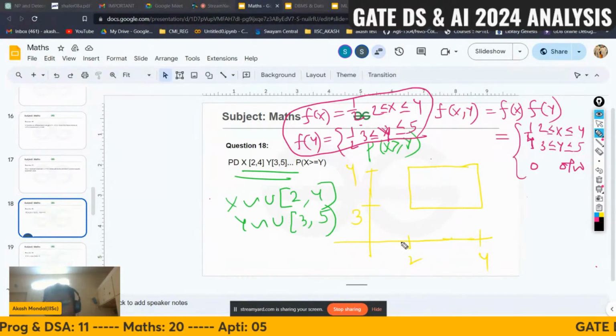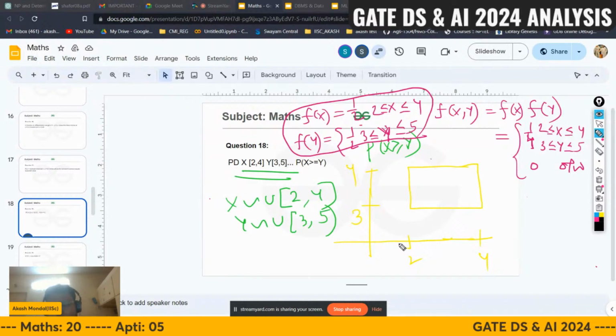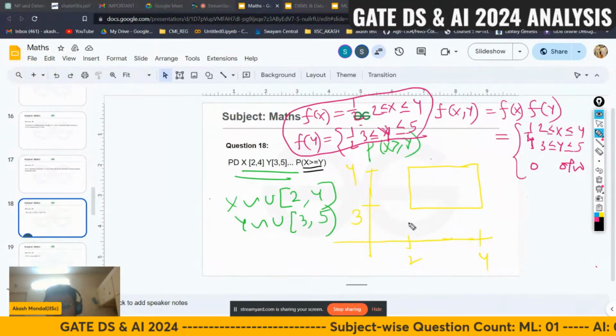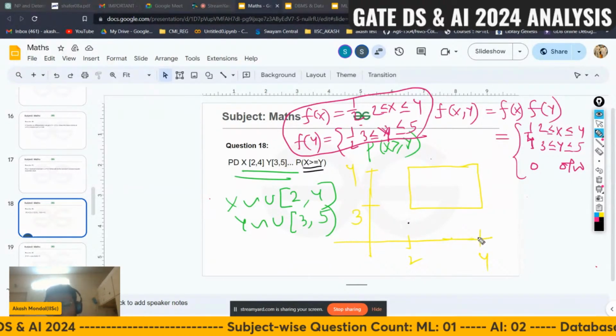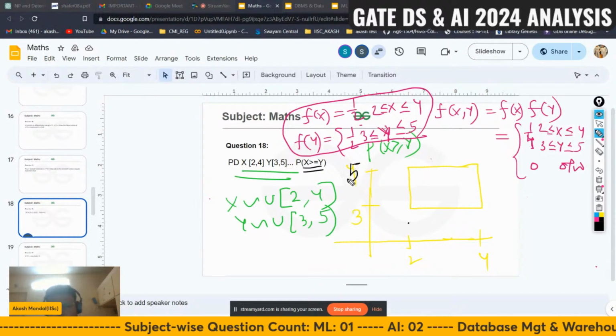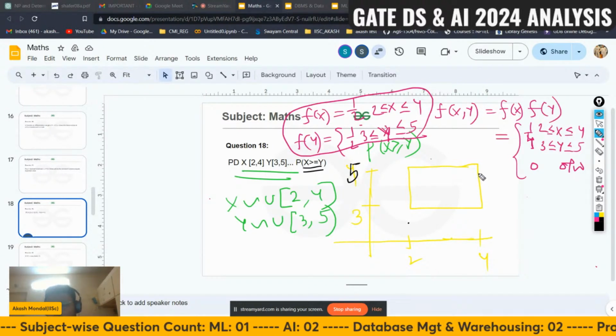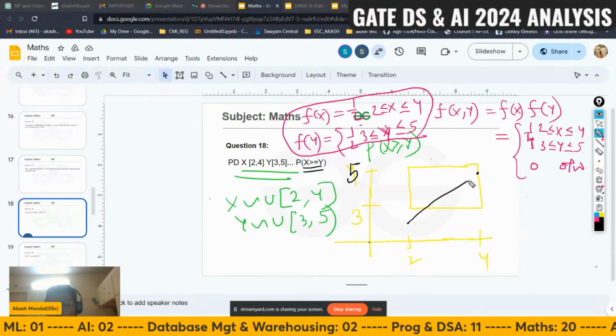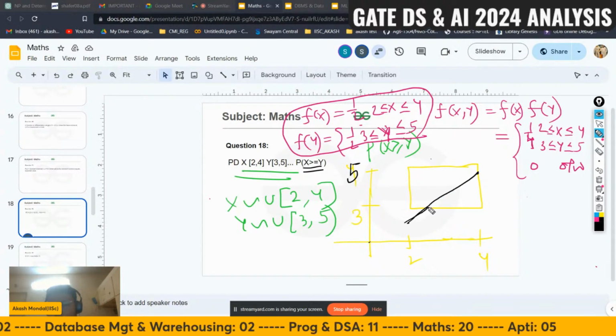Okay. So let's draw this line. x is greater than or equal to y, right? So let's draw the y equals x line. So it is somewhere here maybe. And for 4, okay, this is 5. And this is 4, this point is 4. Okay. So this one is the region. Okay. This one.